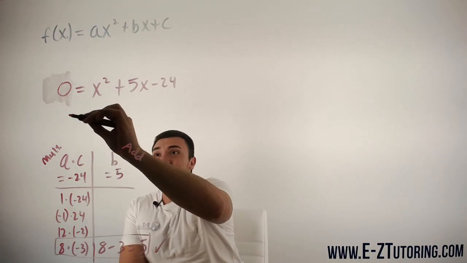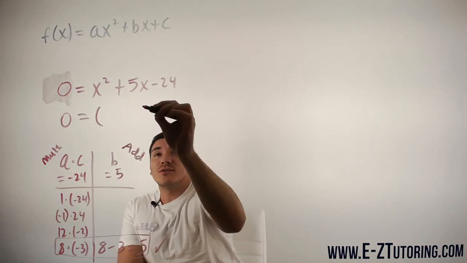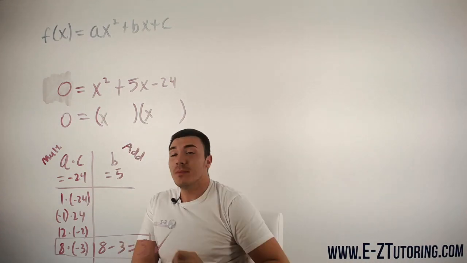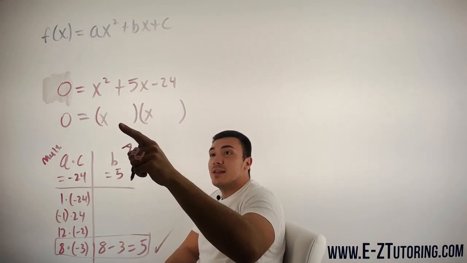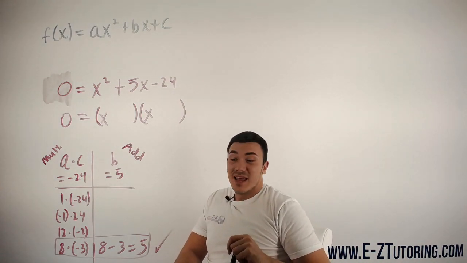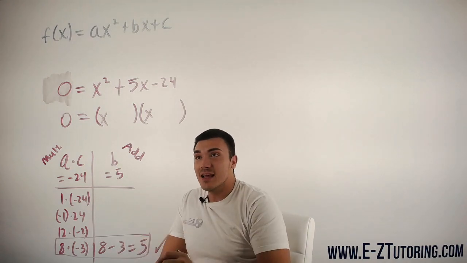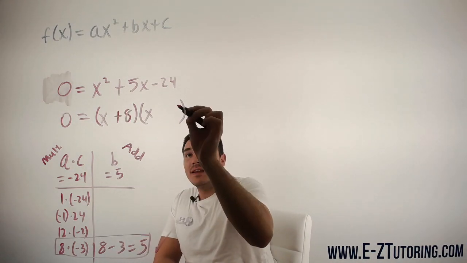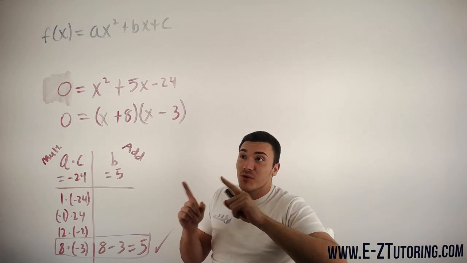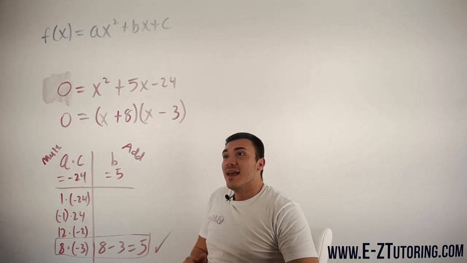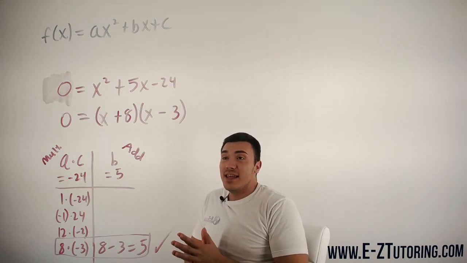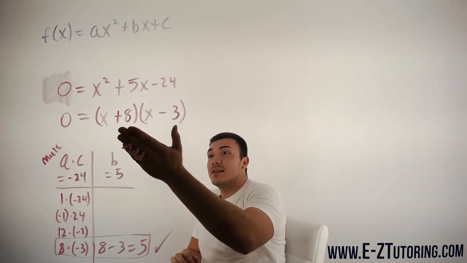So in order to factor this, all you do is you write two sets of parentheses, put an x for the first term in each, and then over here you simply put your numbers that you found using this method. And our numbers are positive 8, negative 3. Boom, we are done factoring. Those are our two factors. Now, we're not done there. We have to actually find the x values that make this equation 0.